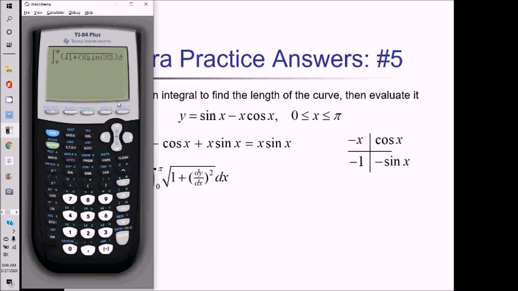Close the parentheses on the sine. Close the other parentheses around the x times the sine. Don't forget to square all that. And then let me put a dx over here, getting a grand total of 4.698.